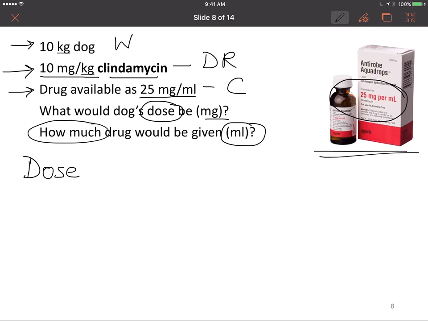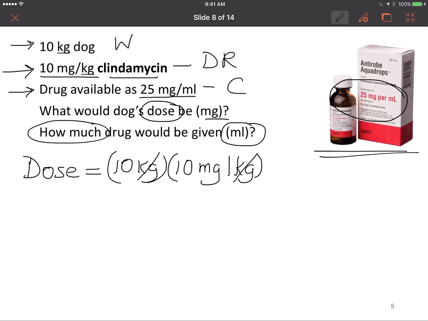So we're going to set up our dose formula. Dose equals body weight times dosage rate. Our kilograms cancel out. Our answer is going to be in milligrams. 10 times 10 equals 100 milligram dose. So it's a 100 milligram dose.